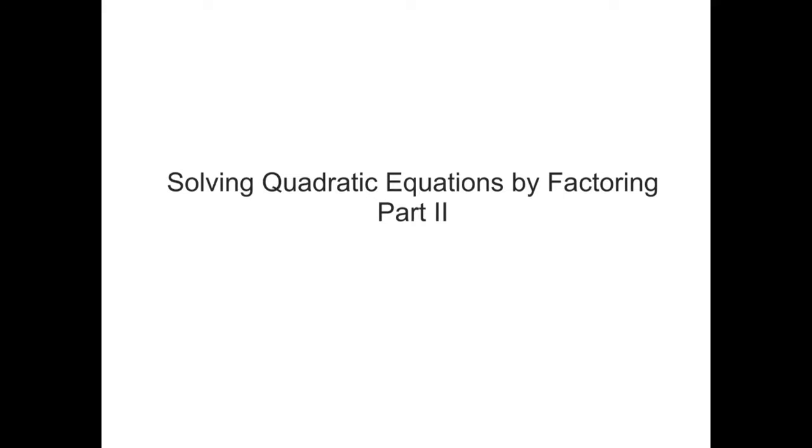Solving quadratic equations by factoring, part 2. Solve the equation by factoring: 14x squared plus 3x minus 2 equals 0. This equation is already written in the form ax squared plus bx plus c equals 0.